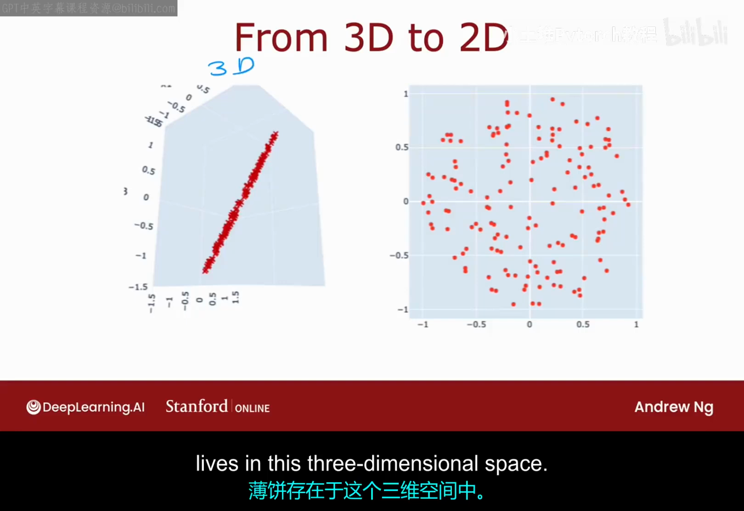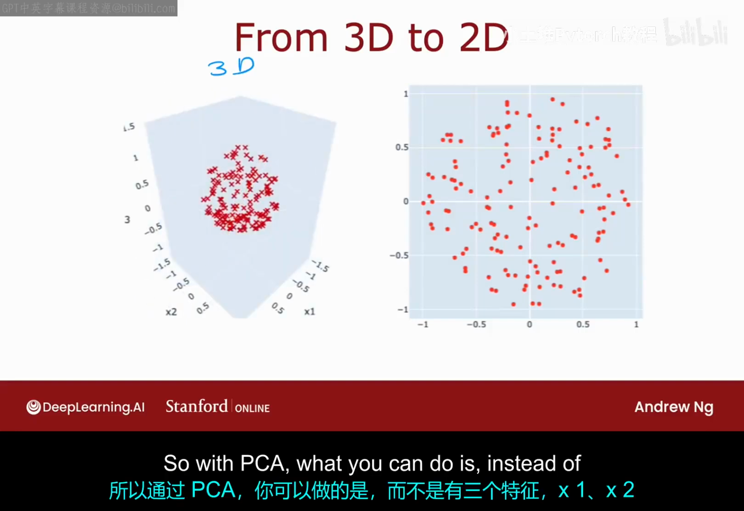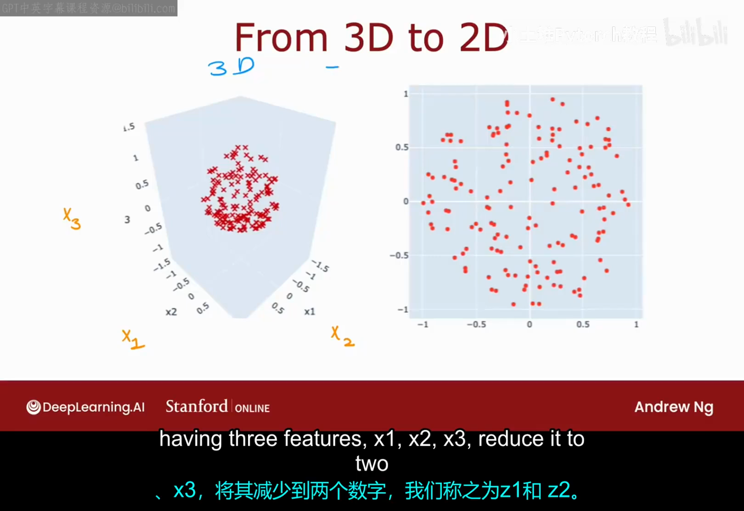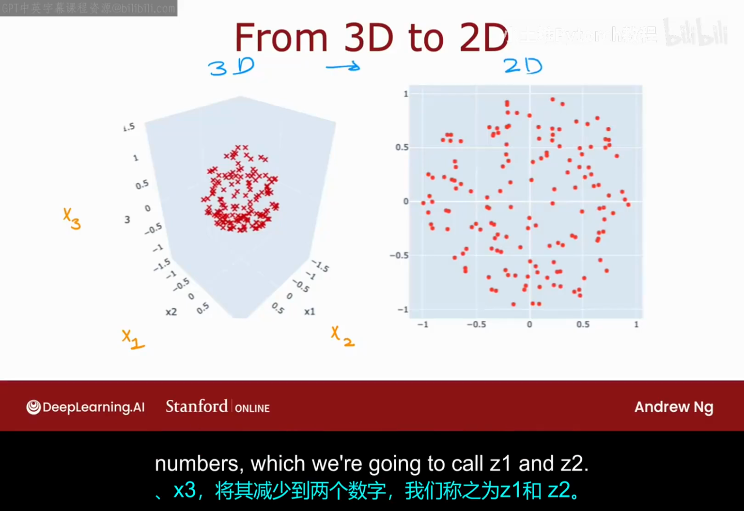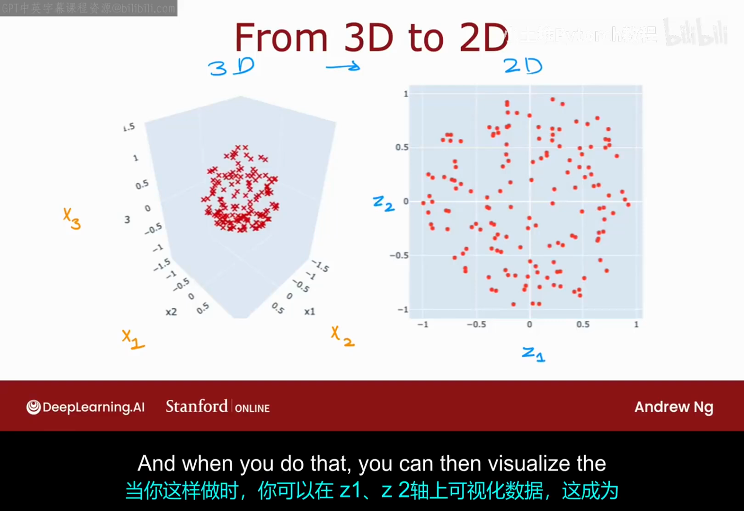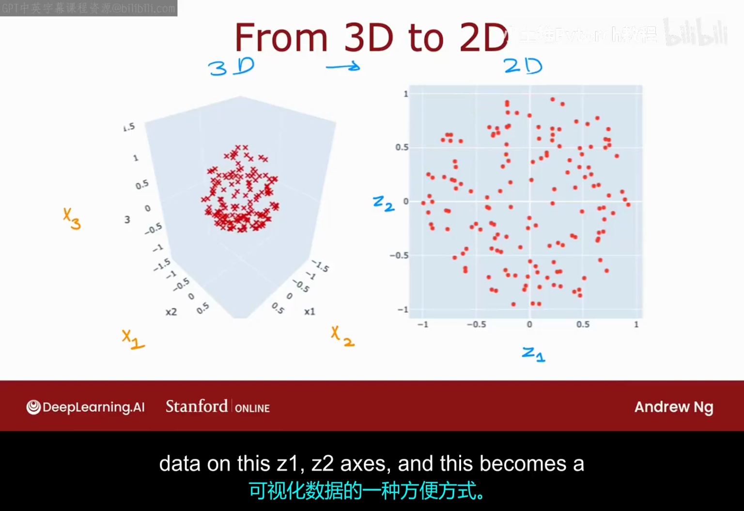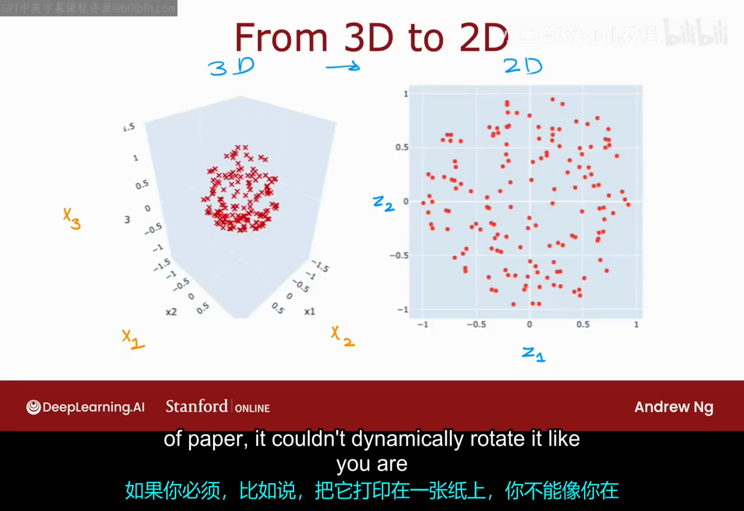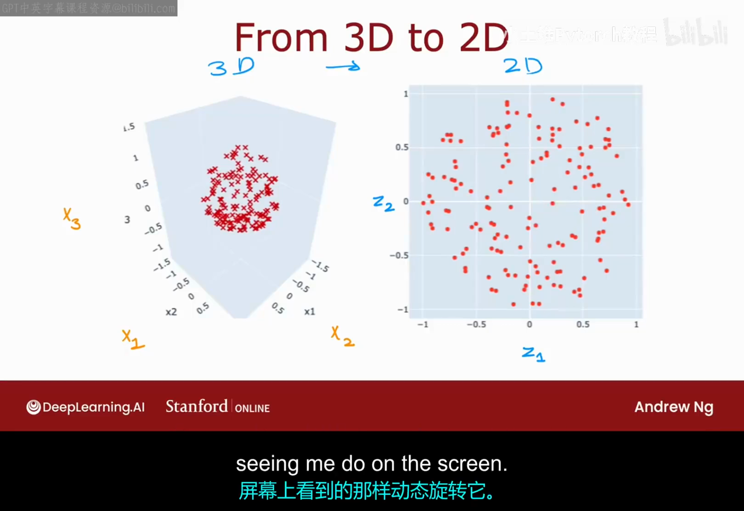in this 3-dimensional space. So with PCA, what you can do is, instead of having 3 features, x1, x2, x3, reduce it to 2 numbers, which we're going to call z1 and z2. And when you do that, you can then visualize the data on these z1, z2 axes. And this becomes a convenient way to visualize this data if you had to, say, print it on a piece of paper and couldn't dynamically rotate it like you were seeing me do on the screen.